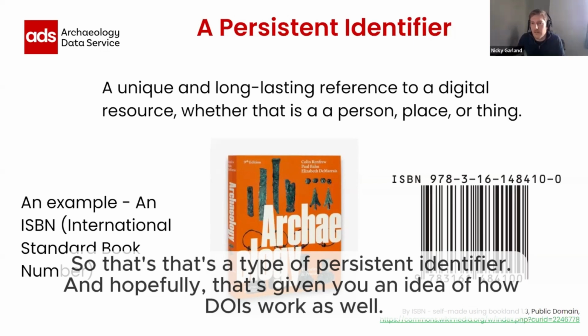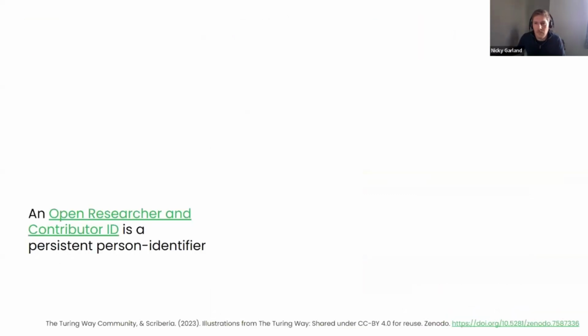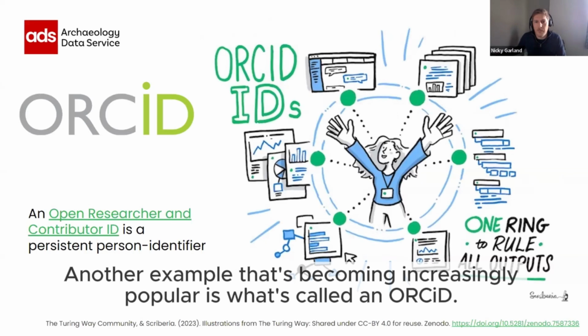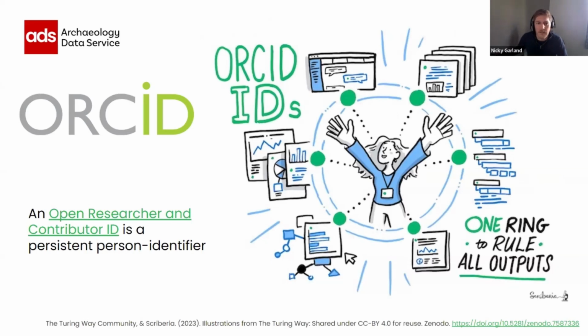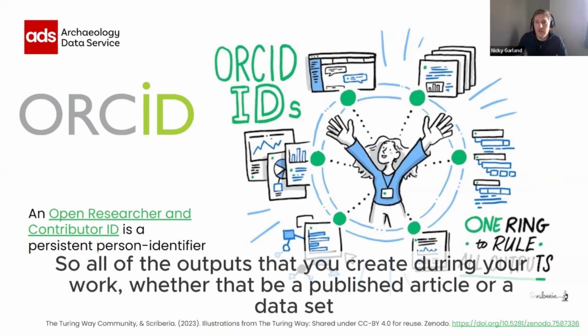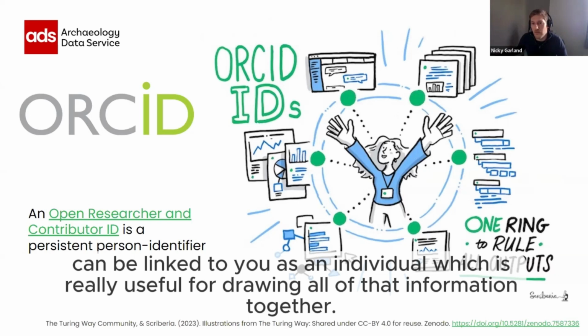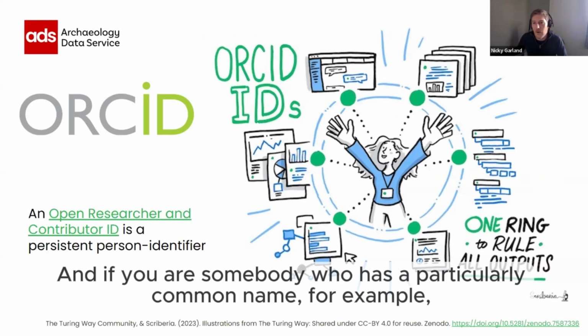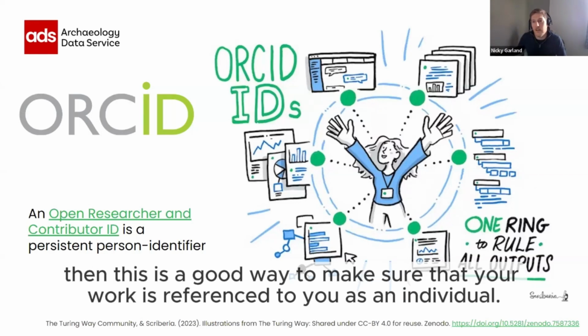And hopefully that's given you an idea of how DOIs work as well. Another example that's becoming increasingly popular is what's called an ORCID. This is an Open Researcher and Contributor Identifier. It is a digital identifier that links to people. All of the outputs that you create during your work, whether that be a published article or a data set, can be linked to you as an individual, which is really useful for drawing all of that information together. And if you are somebody who has a particularly common name, for example, then this is a good way to make sure that your work is referenced to you as an individual.